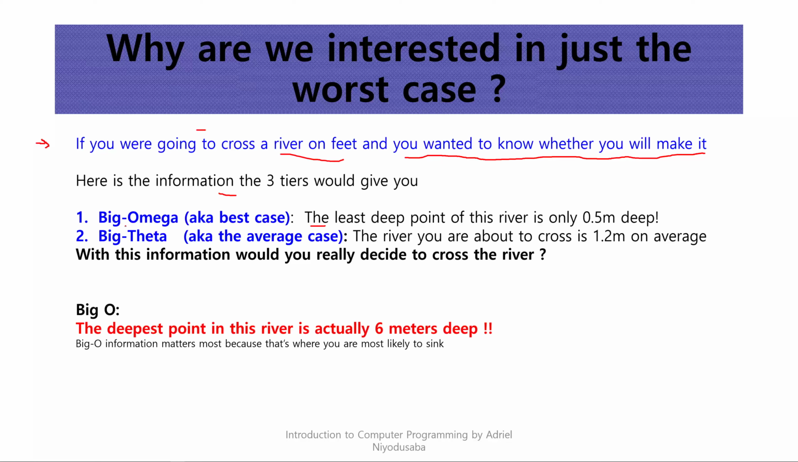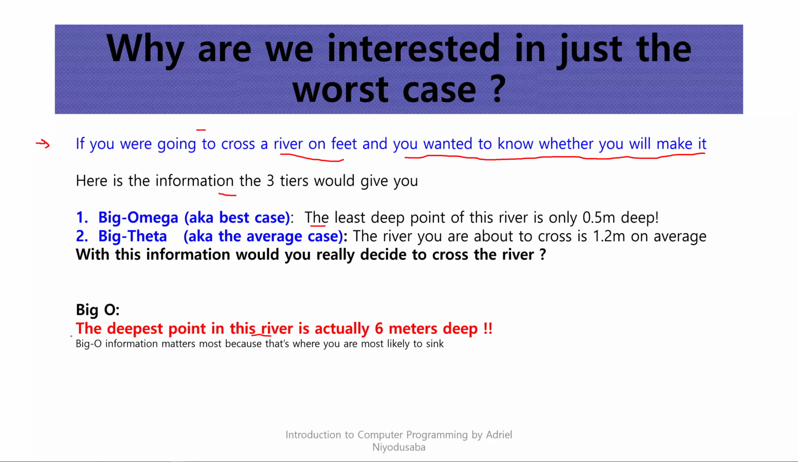Maybe not so impressive if you are careful enough. At this point, I would really ask you an interesting question: would you really take the risk of crossing this river on foot if you had this information, the average and the best case? Probably not. I wouldn't, because big O is hiding some crucial information. Big O would give you something like, in this river the deepest point is 6 meters deep, and I've never seen anyone who is this tall. So most likely you would sink.